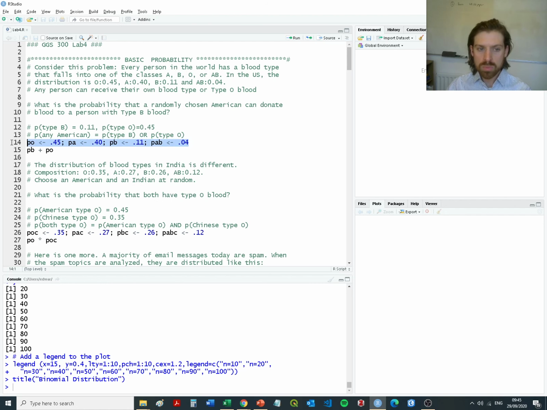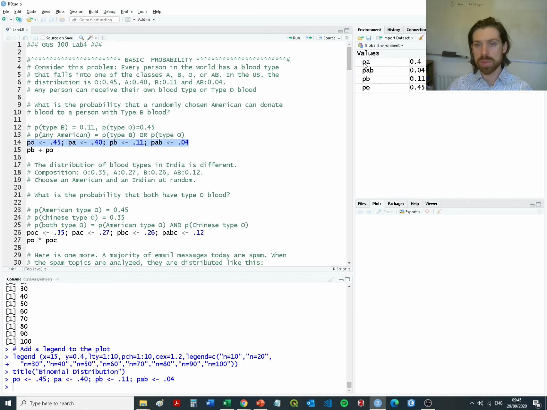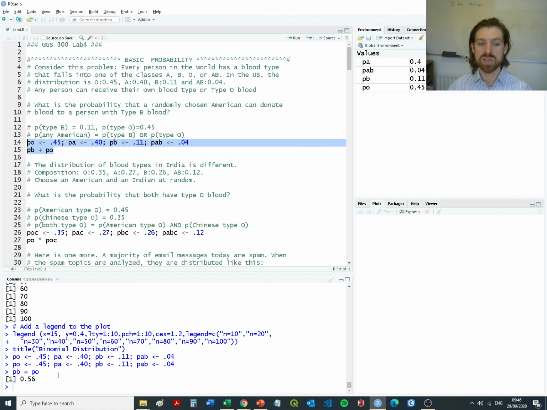Okay, so let's just load those initial probabilities up here. So we have A, B, O, and in order for us to get that probability here, we're able to sum the 2 different probabilities together. Okay, so when we do that, we get 0.56, which essentially means that any chosen person has a 56% chance of being able to contribute their blood to a person with the type B blood group. So that's a very simple example of how we're able to combine those probabilities together. As we use the OR operator, we're able to sum the probabilities.